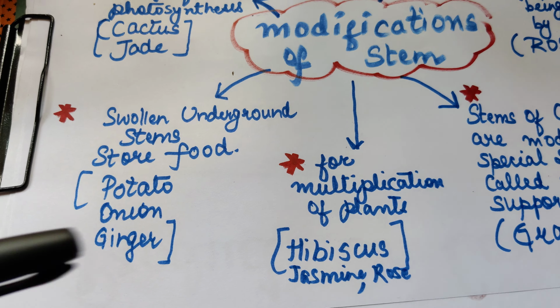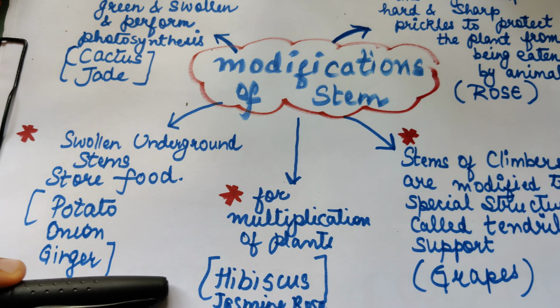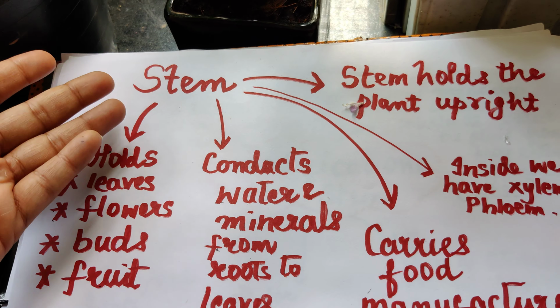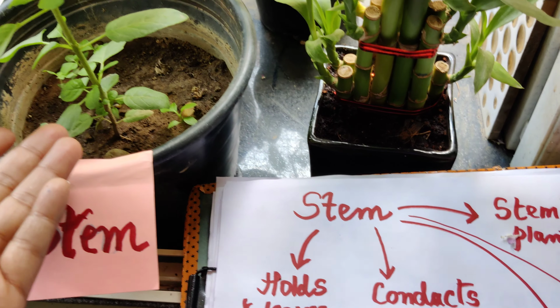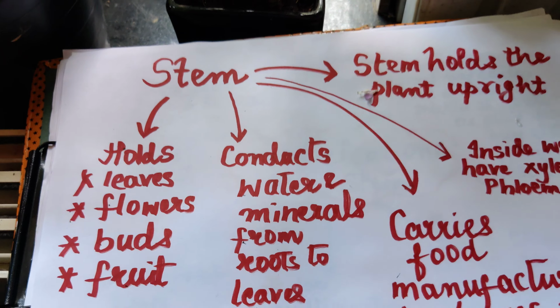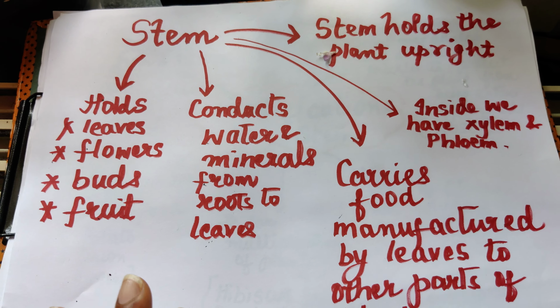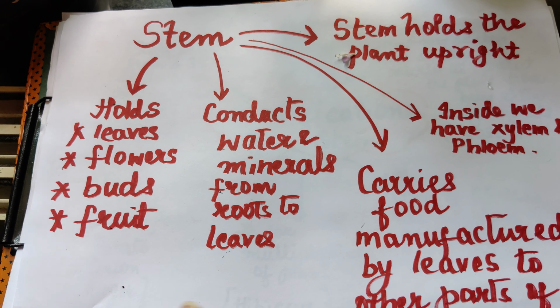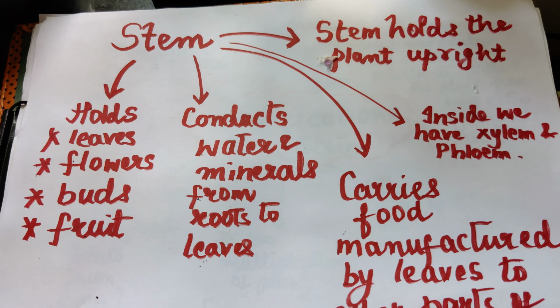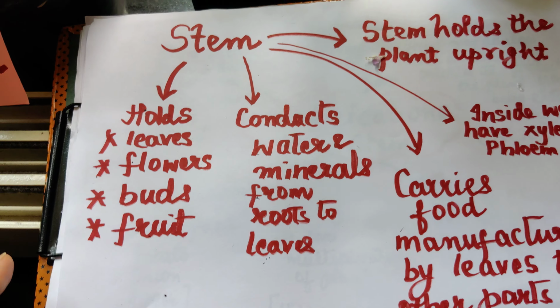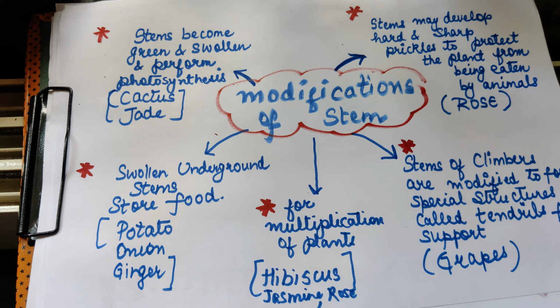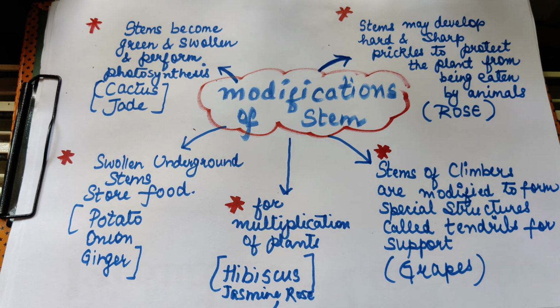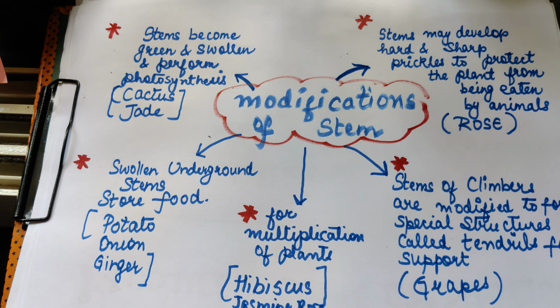For multiplication of plants also, the stems are used. So basically what we have studied today, what is a stem? Stem is the vertically upright part of the plant. It is the portion of the plant which is just above the ground. Second, what is the main function? Stem holds the plant upright. It carries water and minerals from roots to leaves, carries food, and it holds leaves and flowers. But other than these basic functions, some plants are showing modifications also, which we have discussed with examples. So I hope you have understood this topic. Thank you.